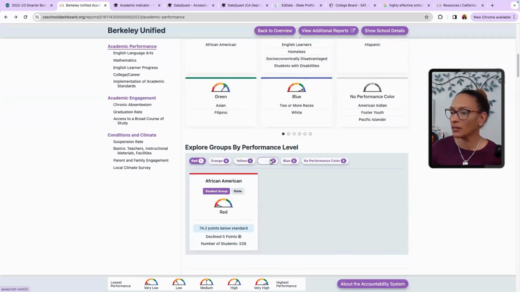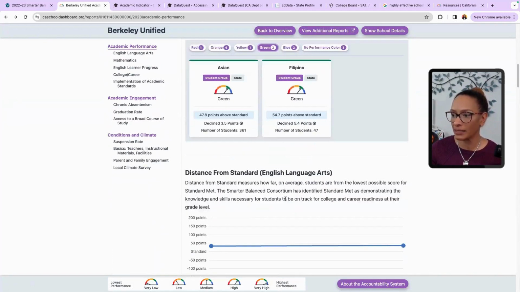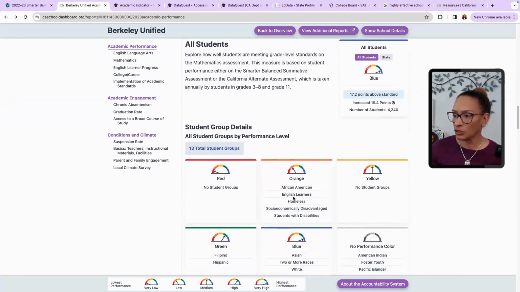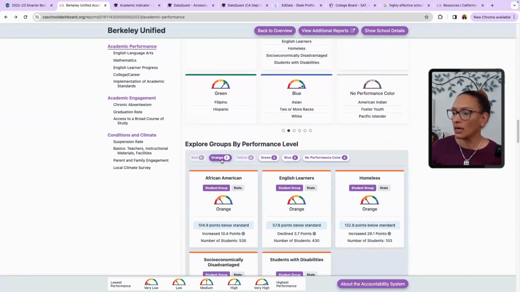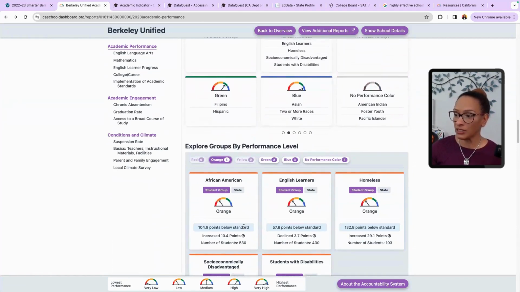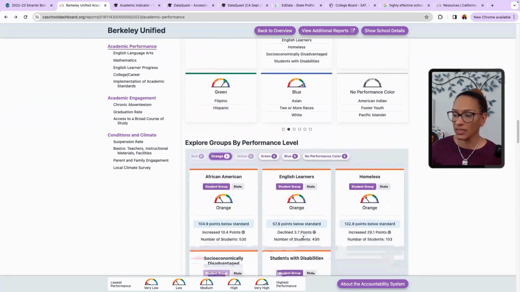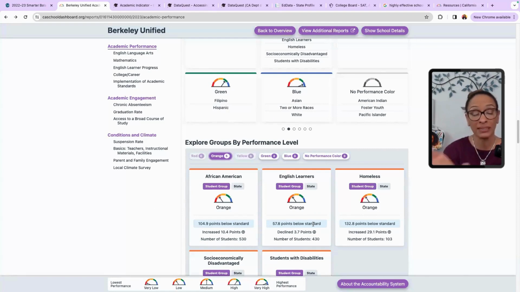Even if they are, let's just go to mathematics. So our student groups here, if we're in orange, 104.9 points below standard. Well, here, some of these student groups, notice that this one's 57.8 points below standard. Now, if they increase, typically they come by I believe 3% or something like that. Don't quote me on that. There's a 5-point grid that you can look at. But if they increase a certain number of points, they move out of the band before that, or into the next band, above or below.